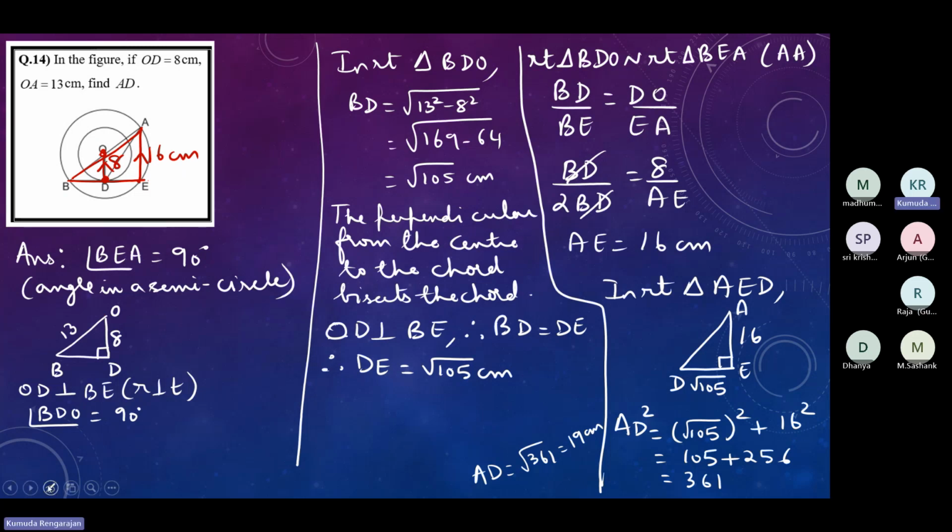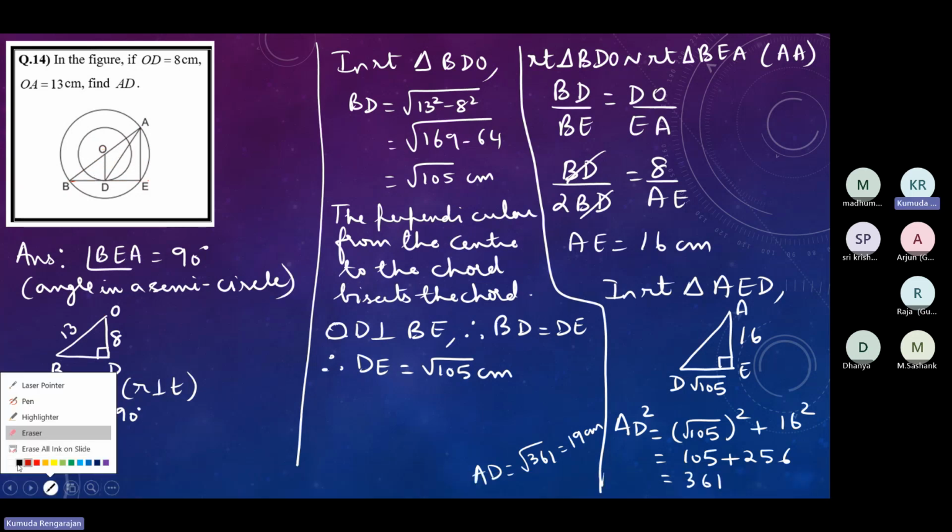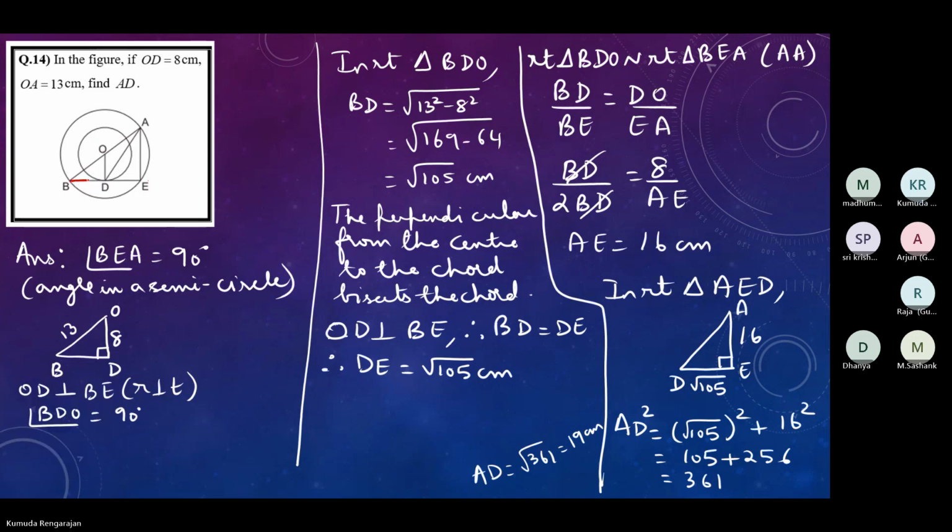What you see here is we found AE using similarity. Prove that the two right triangles are similar. Prove that right triangle BDO is similar to the right triangle BEA, because of the common angle and the right angle. So they're similar. Write the proportion and you get AE is 16.